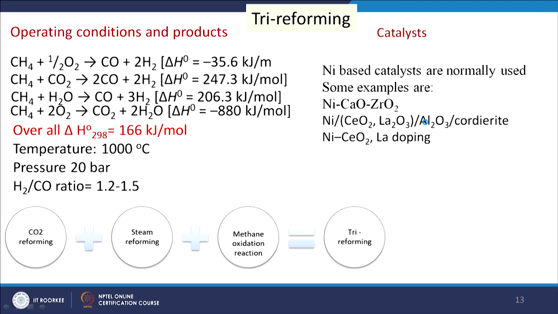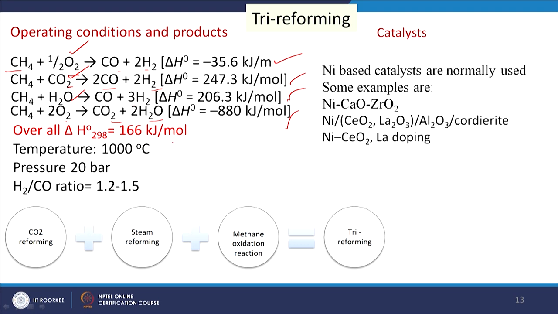So, here we will be using three agents, oxygen, carbon dioxide and steam, for the conversion of the methane. That is why it is trireforming. So, the major reactions are here: CH4 plus half O2 gives CO plus 2H2, this is your del H value, and then CH4 plus CO2 gives 2CO plus 2H2, and then this is del H value, and CH4 plus H2O gives CO plus thrice H2 with this heating value, and CH4 plus 2O2 gives CO2 plus 2H2O, the heating value is this one.